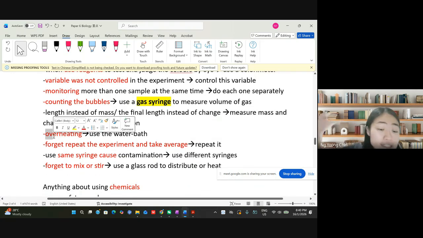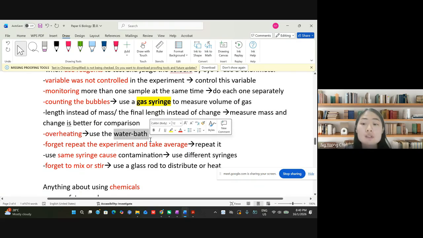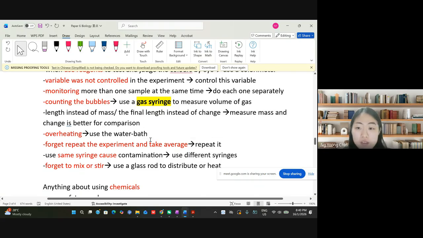You want to prevent overheating to the test sample, so it's better for you to use the water bath, which is thermostatically controlled. And then for the length one, instead of calculating the final length, I think it's better for you to measure the change in the mass and the length to compare the final and the initial length. Okay, so this is all the sentences you can write down in your answer.